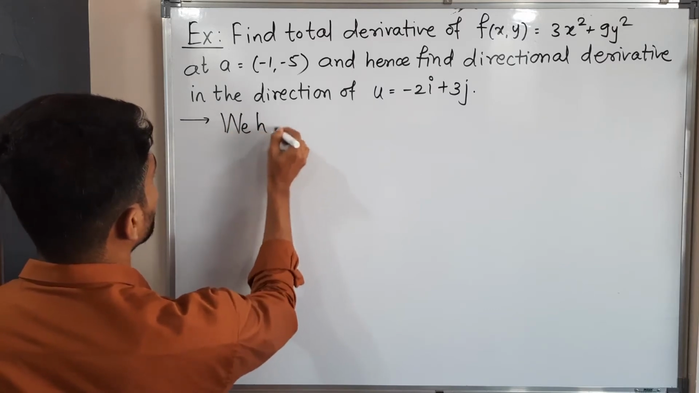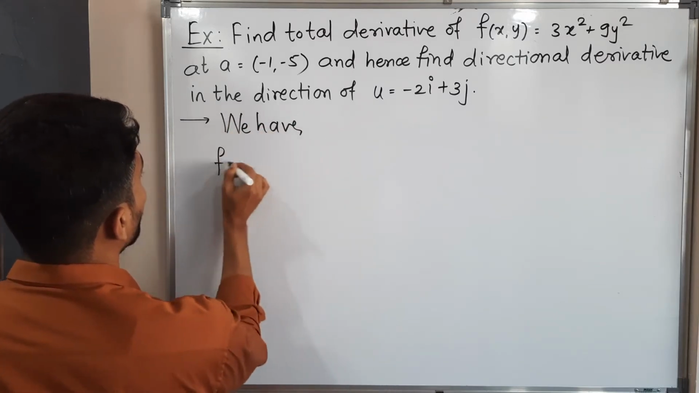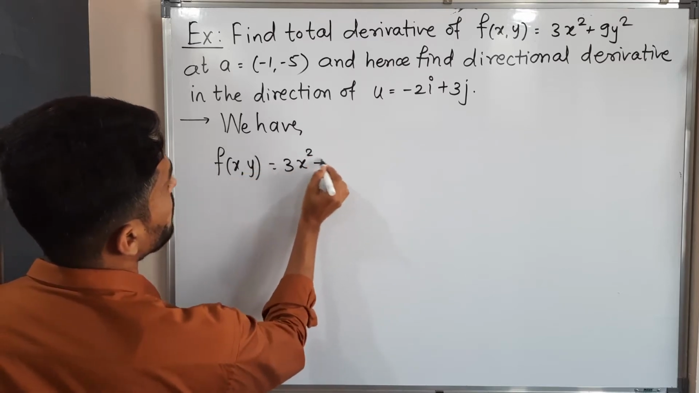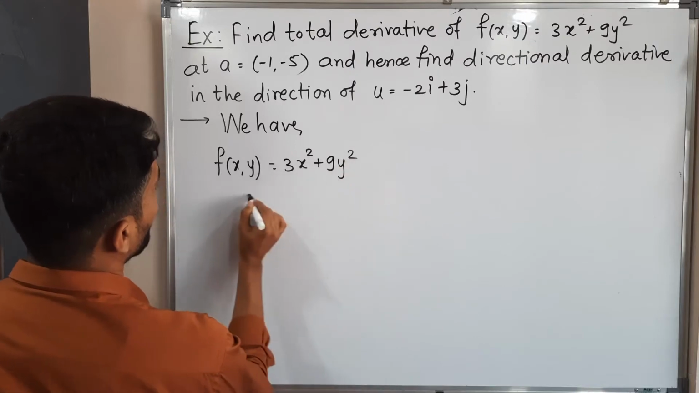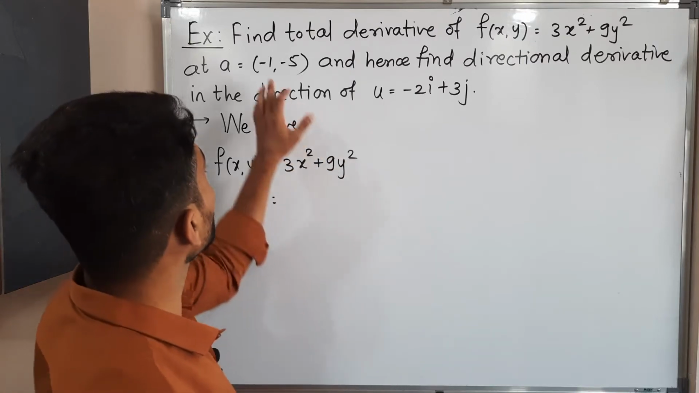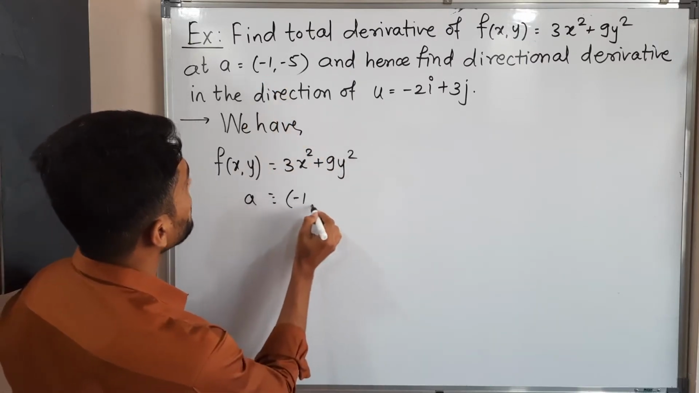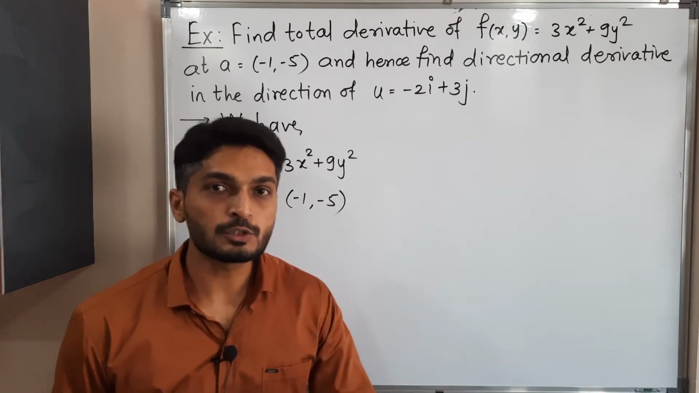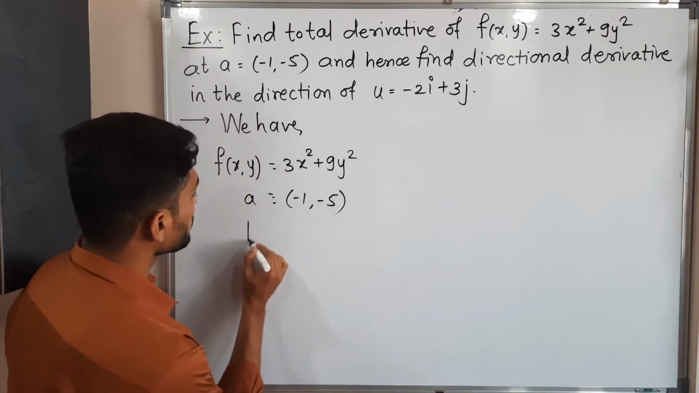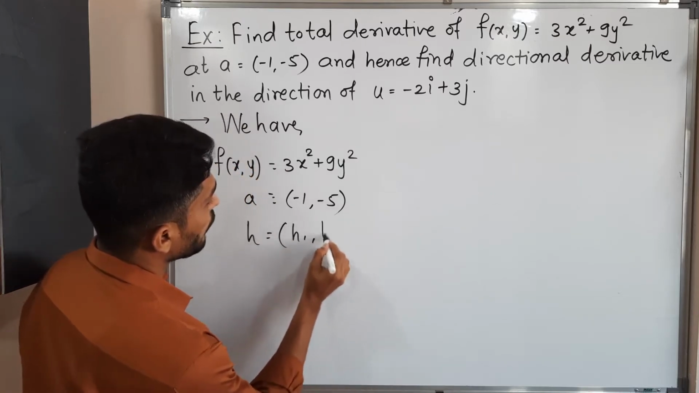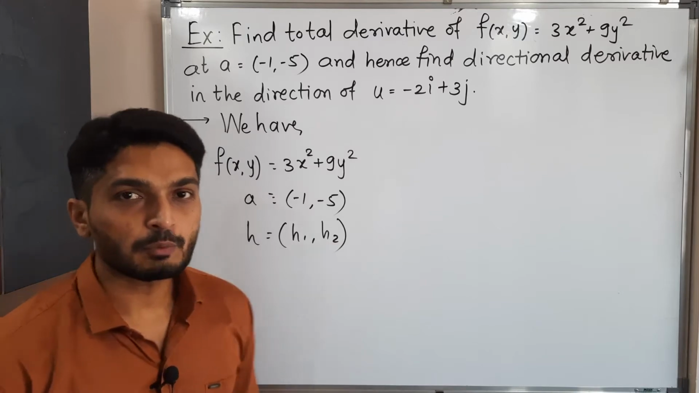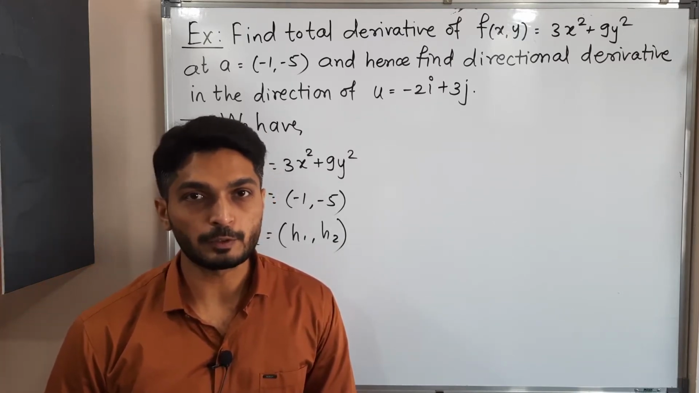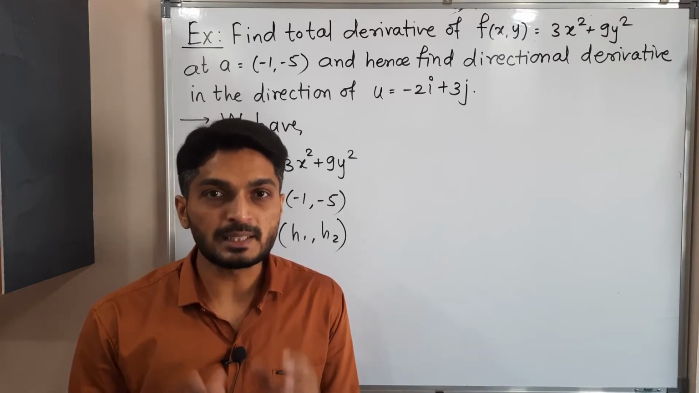We have, what is the function? We have f of x, y is equal to 3x square plus 9y square. What is the point they have mentioned? At point (-1, -5). And for the total derivative, h is also required, so I am going to take h1, h2. I am going to use the epsilon delta definition to find its total derivative. So let us calculate some basic things first.